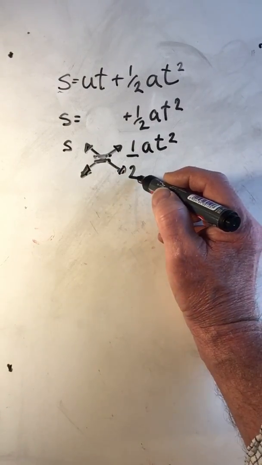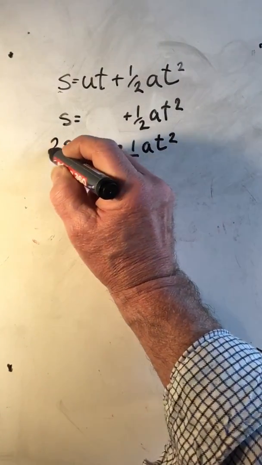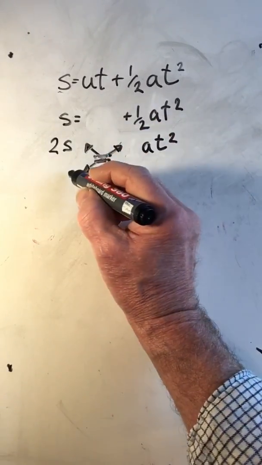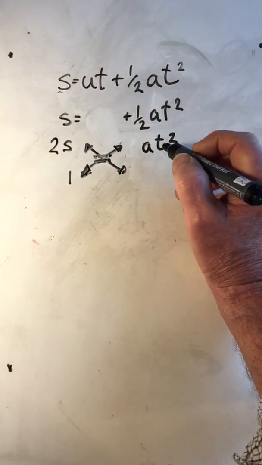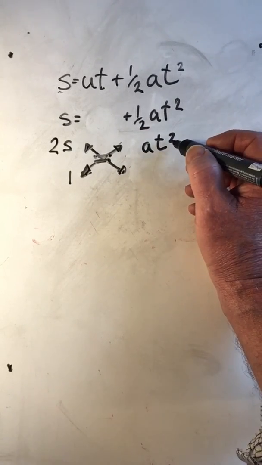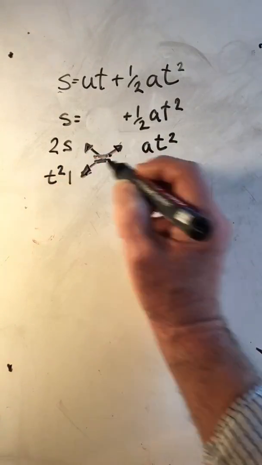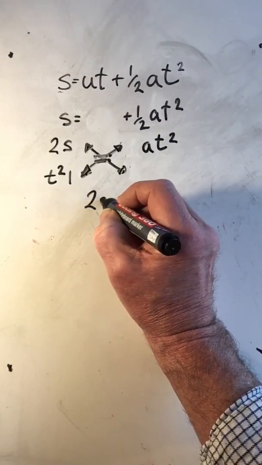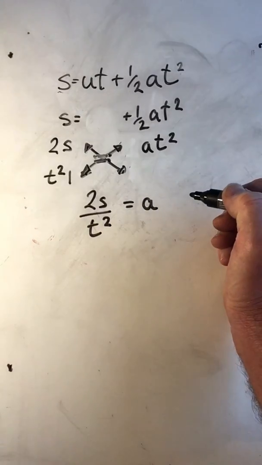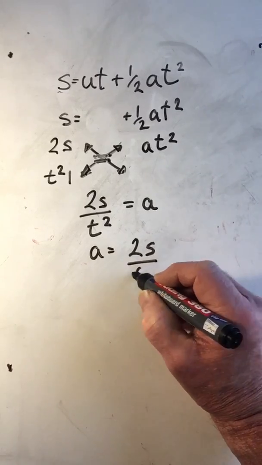So let's move the 2. It goes up here to there. The 2 comes across here and goes there, 2 times s. The 1, let's move it anyway, comes down and goes to here. The t squared is t times t. You can do one at a time if you want, but they might as well go together. It's at the top, so it goes down and it ends up here. So we now rewrite this. We have 2s divided by t squared equals a. And it's the same thing as saying a equals 2 times s over t squared.